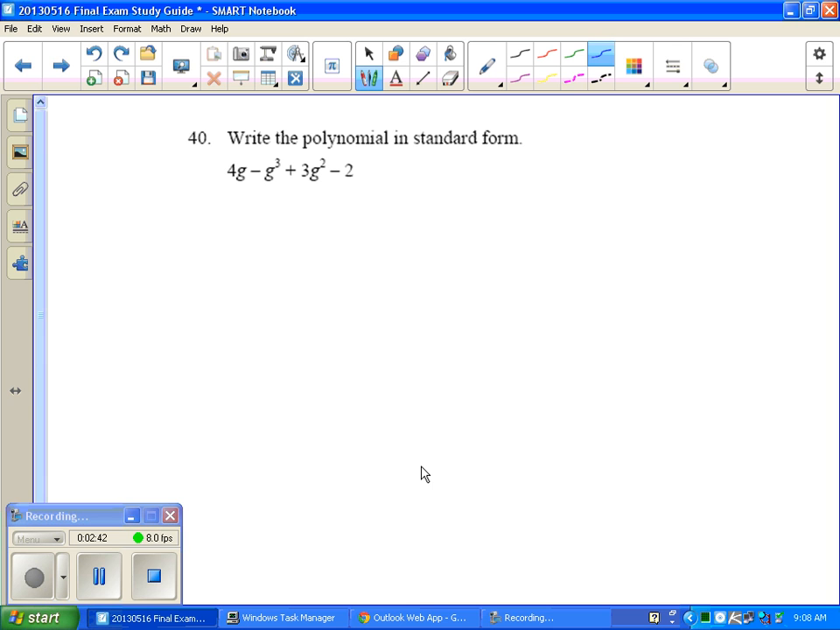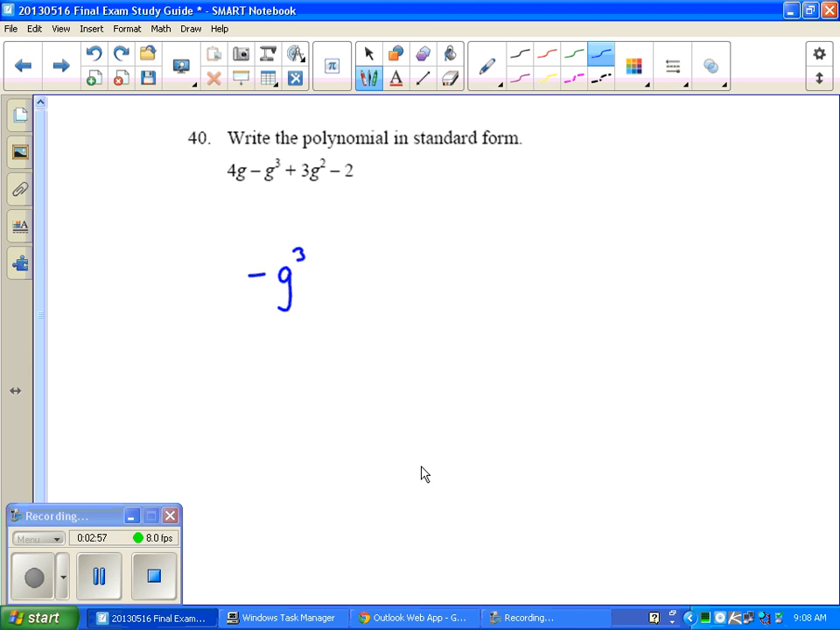40 is actually a step back from 39. This is you only doing the first part of 39. It says write it in standard form. So make it count down. Make the exponents count down. You want the largest exponent to go first. In this case, the third power.